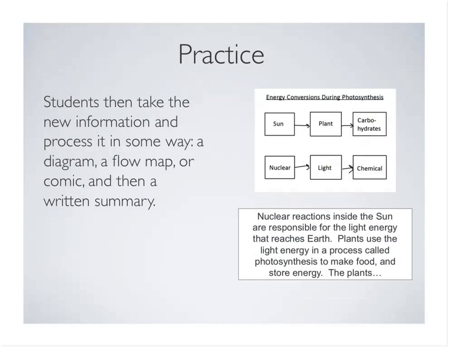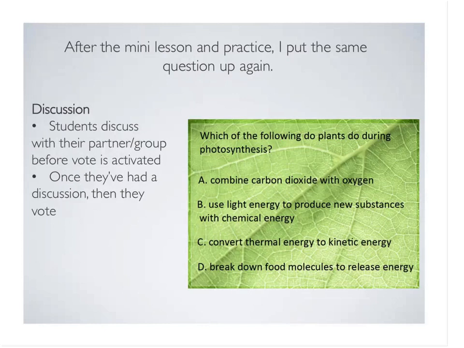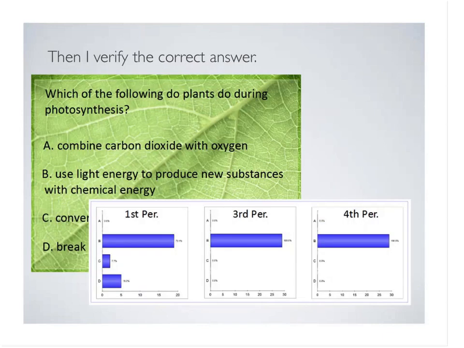After I've taught that mini lesson, I come back to this same question, and I have the students again discuss before I activate their vote. And so once they've had this discussion, then I let them vote. And so these are the results just from a couple of weeks ago. After these discussions, my 3rd period and 4th period were all on the same page, understanding that content, and it was really, really exciting. 1st period, I'm guessing we just weren't all awake yet.